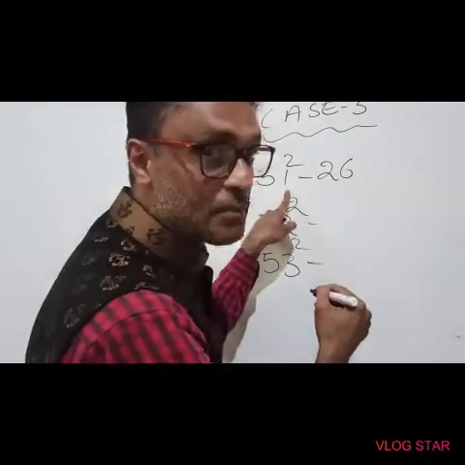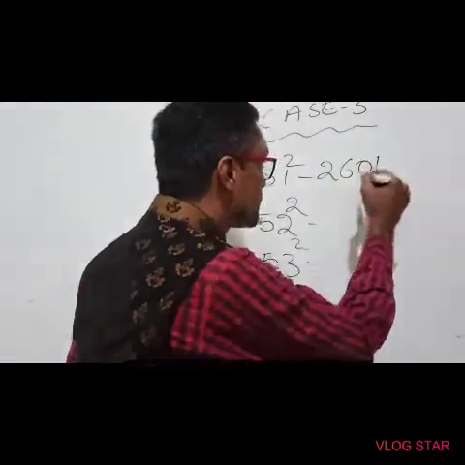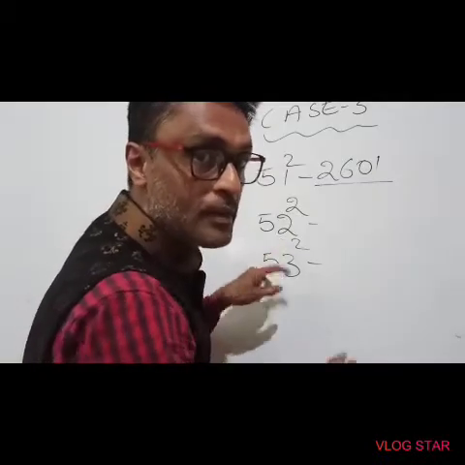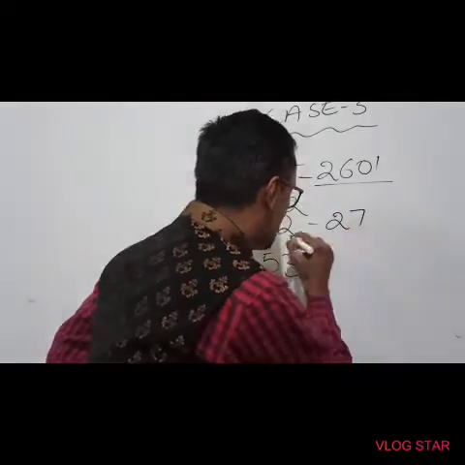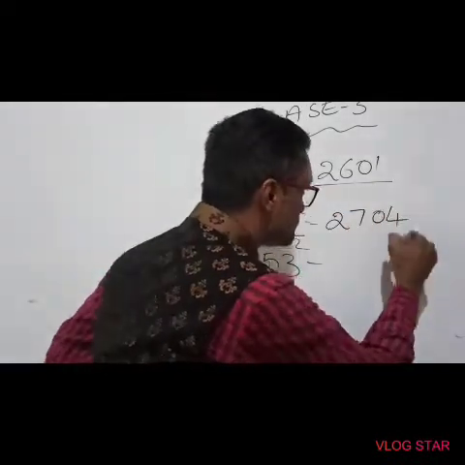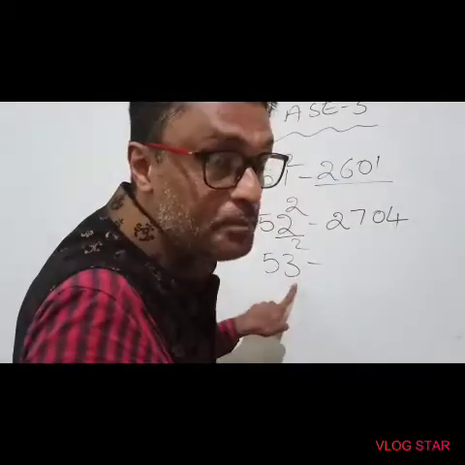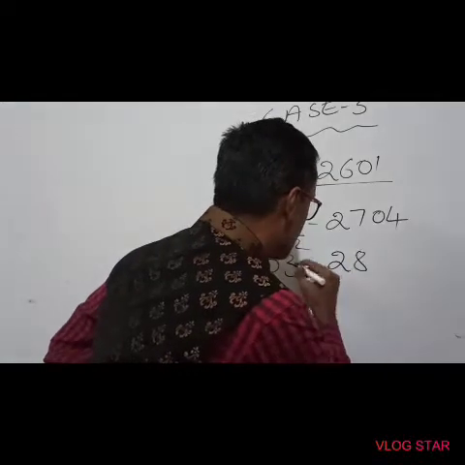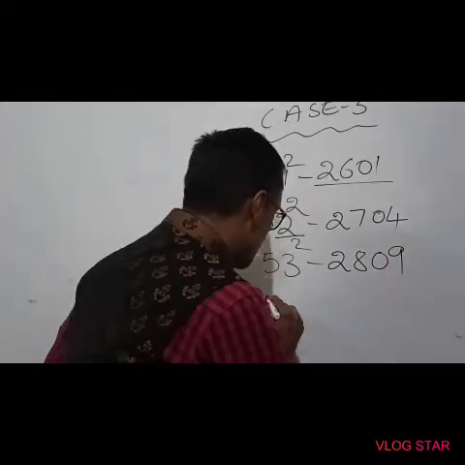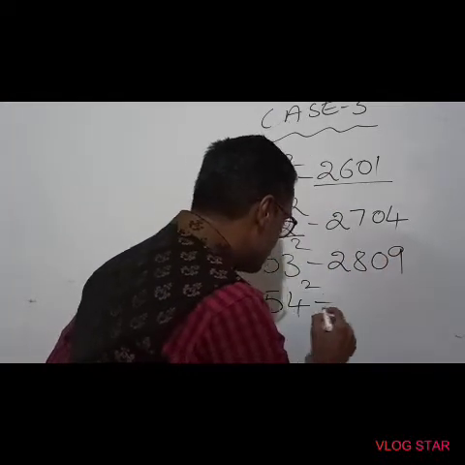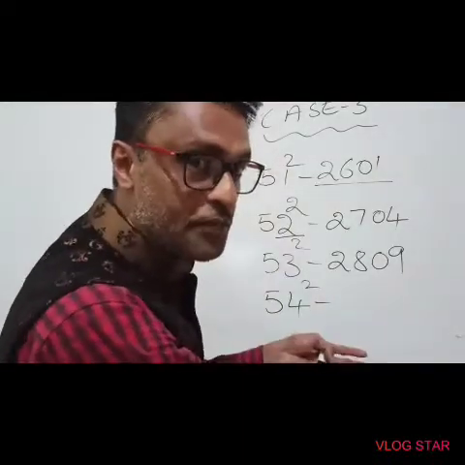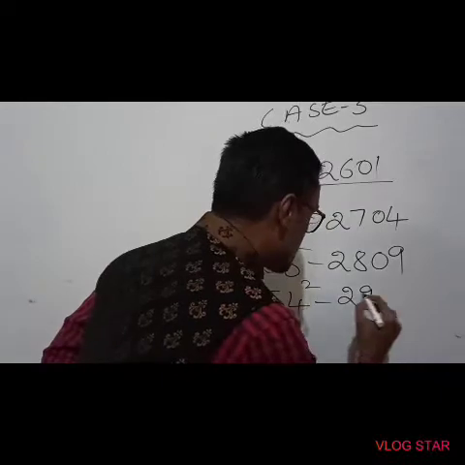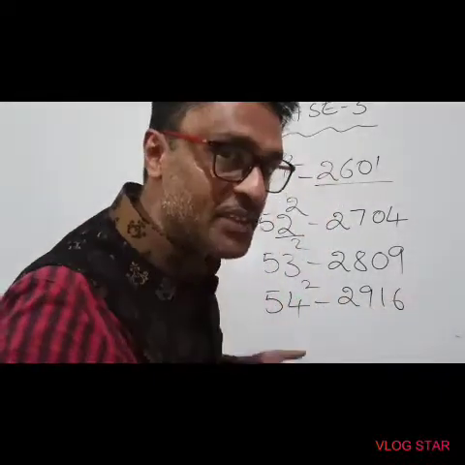And square the right side number. 1 square is 1, make it 01. That's all. 52 plus 25 is 27. What is 2 square? 04. 53 plus 25 is 28. 3 square is 9. Your 54 square: 54 plus 25 is 29. 4 square is 16. That's all.